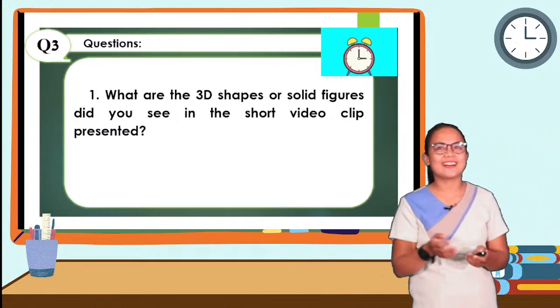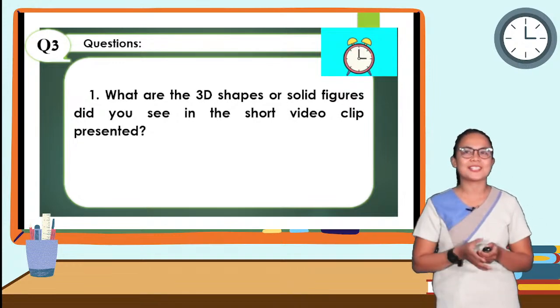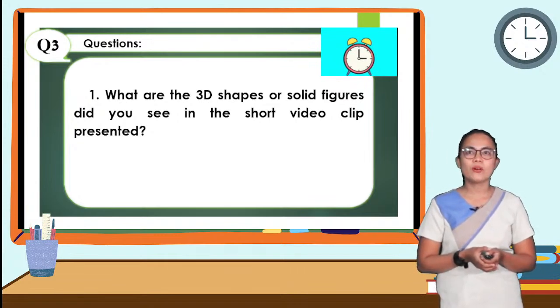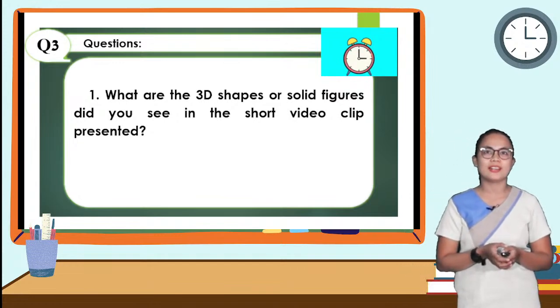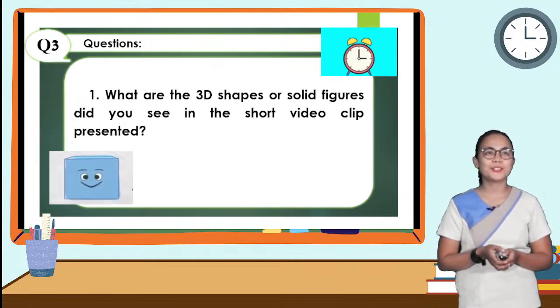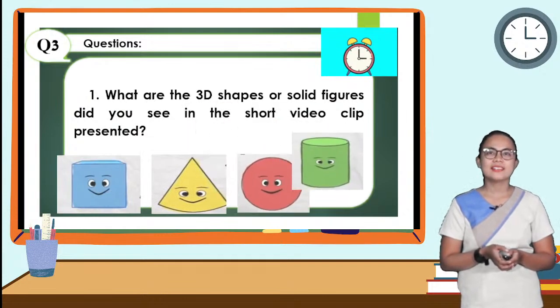Okay, you're done watching the video. Now, I have here 5 questions. Again, you're given 5 seconds to answer. Let's start for number 1. What are the 3D shapes of solid figures did you see in the short video clip presented? Very good. We have cube, cone, sphere, and cylinder.